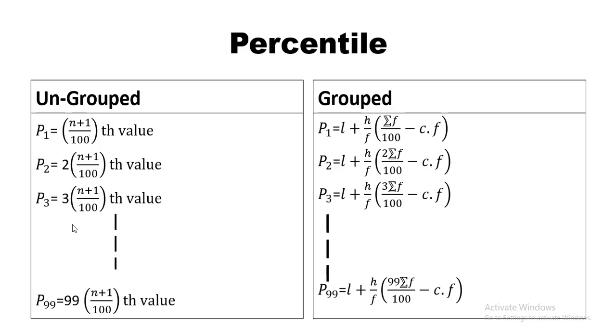So if I want to relate the percentile to the median, we can say that the 50th percentile is equal to the median. Now it forms a complete relation: the median is always equal to the second quartile, the fifth decile, and the 50th percentile. Okay, and that is for all three cases.